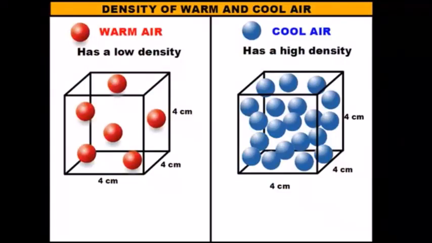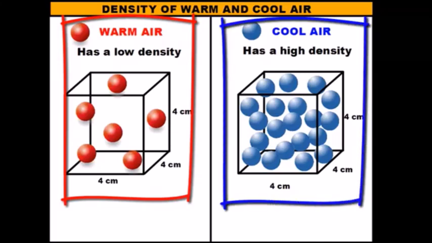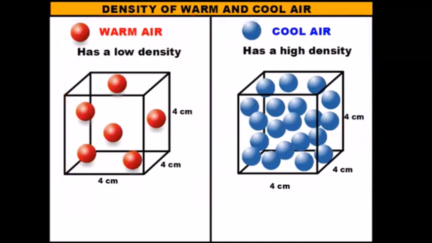So here on this slide, on the left I have warm air represented by red spheres, and on the right side of the slide I have cool air represented by the blue spheres. Now they're in the same cube that we saw in the last lesson, but the cube is just there to give you a constant volume, a constant space. Both sides are equal in the amount of space that the air is occupying.